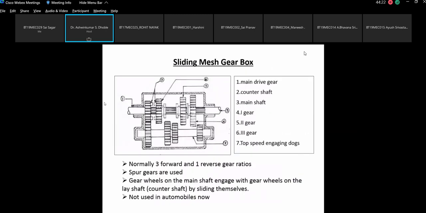Now this is showing the actual layout of the sliding mesh gearbox. Part 1 is the main drive gear. Okay, fine, it should be the main drive shaft, this label is wrong. Part 2 is the counter shaft. Part 3 is the main shaft. So this is the main shaft, this is the counter shaft, and this is the main drive shaft. It has to be the main drive shaft.